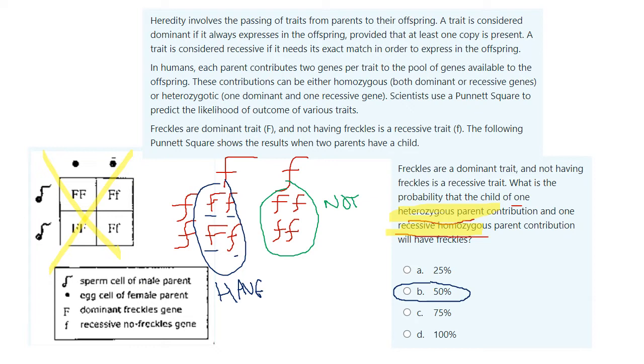When you get a question like this, you might know the answer already, but the best way to answer a question like this is to draw a Punnett square. As long as you get the parents' alleles correct, you should be able to work out the chance of having or not having a trait.